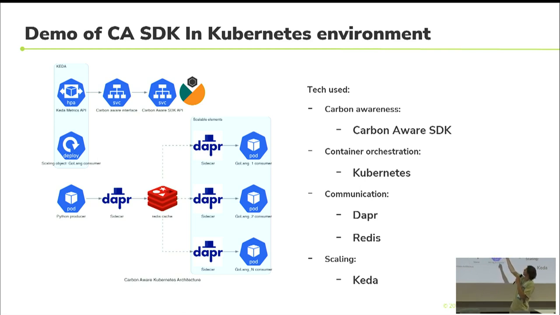And how we can incorporate the Carbon-Aware SDK is we can use the data from it to find the greenest times, when there is the lowest carbon intensity, and spawn more of these applications. So we are doing demand shaping, we're shaping how many pods are processing, and as soon as that falls below a certain threshold, we scale back down.